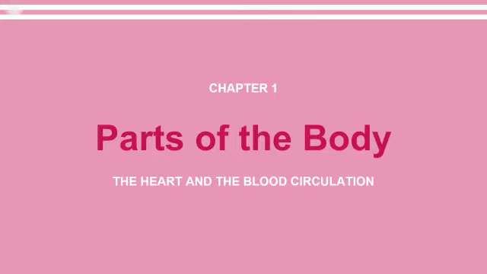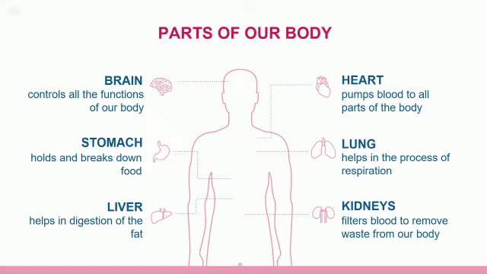Chapter 1: Parts of our body, the heart and the blood circulation. In the previous lesson, we discussed that just as a car or a bicycle may have different parts, our body is also made up of various parts. So before we take a deeper look at the heart, let us look at some of the main parts of our body.